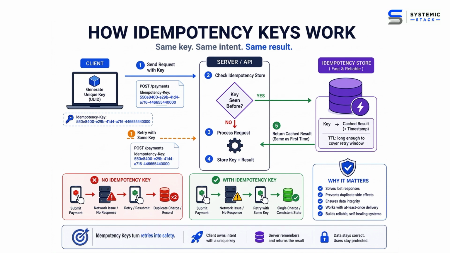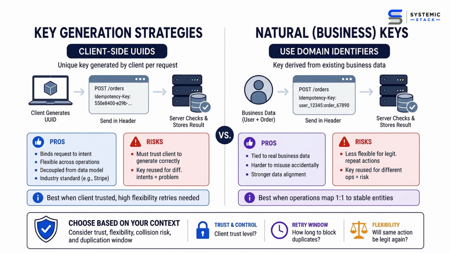One thing to watch out for in an interview is the storage of these keys. They need to be stored in a fast, reliable place like Redis, and they must persist long enough to cover any reasonable retry window. There's a bit of a trade-off when it comes to how you generate these keys. On one hand, you have client-side generation using something like a UUID. This is great for binding a specific request to an intent, but you have to trust the client to generate it correctly. If the client accidentally uses the same key for two different orders, you've got a major problem.